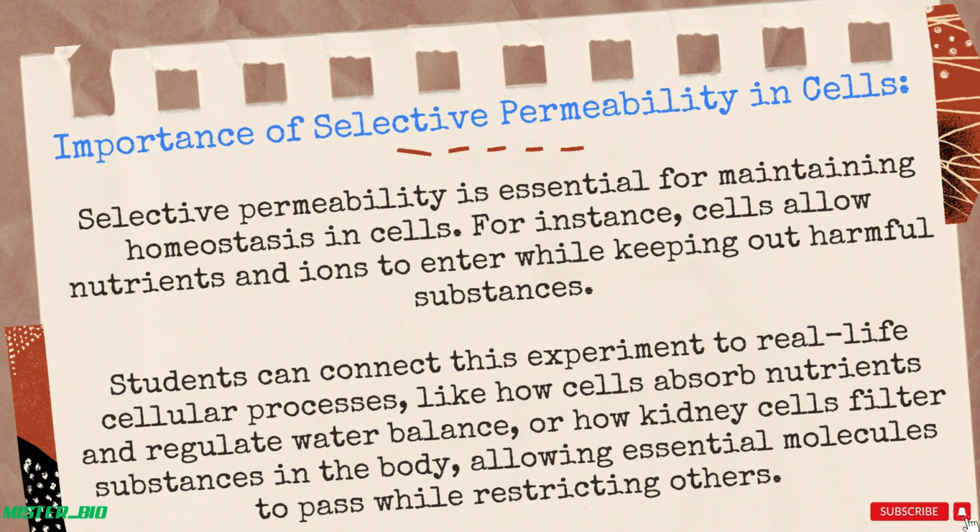Importance of selective permeability in cells. Selective permeability is essential for maintaining homeostasis in cells. For instance, cells allow nutrients and ions to enter while keeping out harmful substances. Students can connect this experiment to real-life cellular processes, like how cells absorb nutrients and regulate water balance, or how kidney cells filter substances in the body, allowing essential molecules to pass while restricting others.